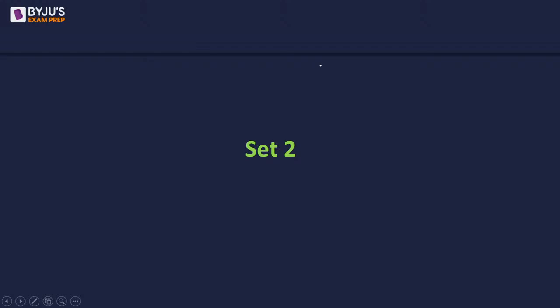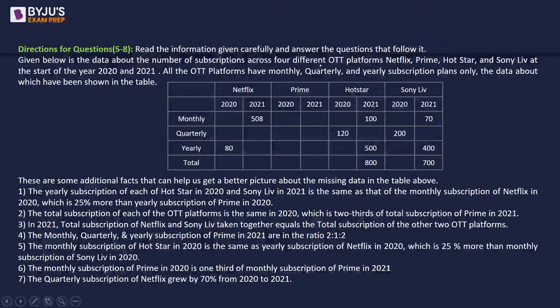Okay, set 2 now. Set 2. It's a table-based set. Of course, it's a little lengthy. Given below is the data about the number of subscriptions across 4 different OTT platforms, Netflix, Prime, Hotstar, and Sony Live, at the start of the year 2020 and 2021. So we have 2 years under each of the OTT platforms. All these platforms have monthly, quarterly, and yearly subscription plans only. The data about which have been shown in the table.